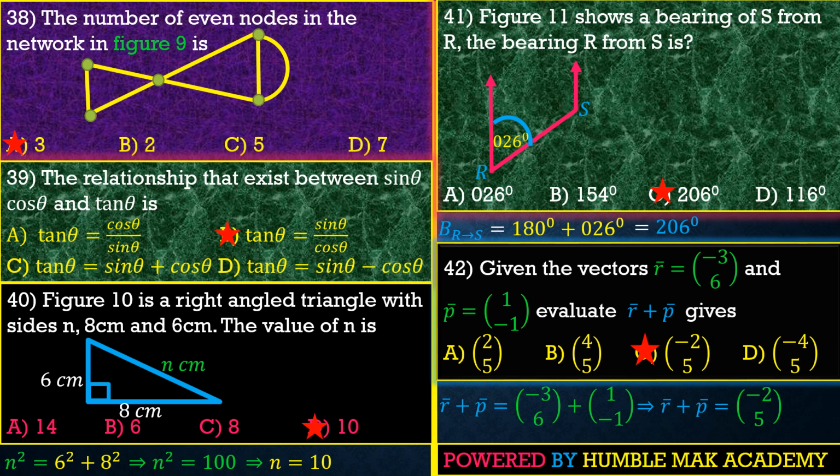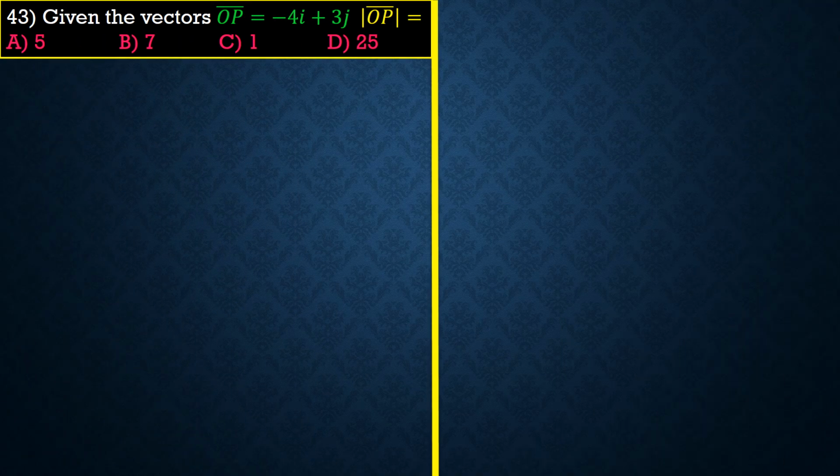So guys, let's look at question 43. Question 43 is that given the vectors OP equal to minus 4i plus 3j, the magnitude of OP is? The magnitude of OP is simply given as the square root of the sum of squares. Negative 4 squared is 16, plus 3 squared, which is 9, gives us 25. Square root of 25 gives us 5. So option A is the best option.